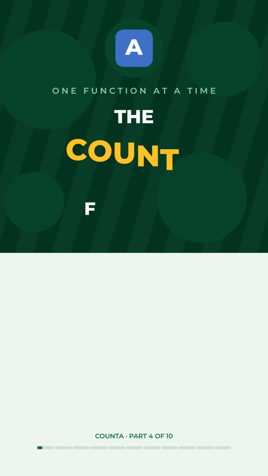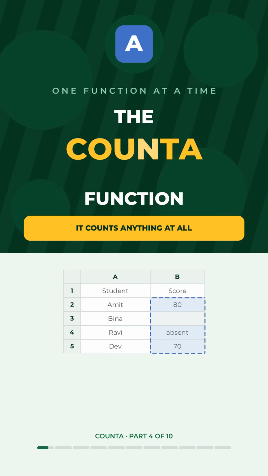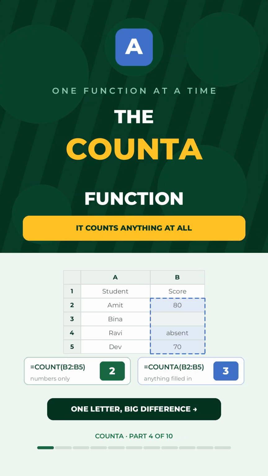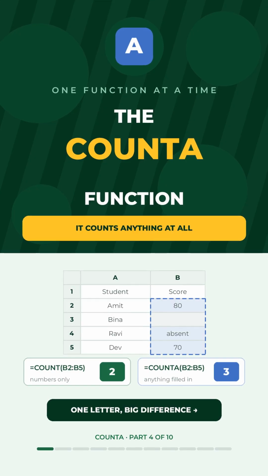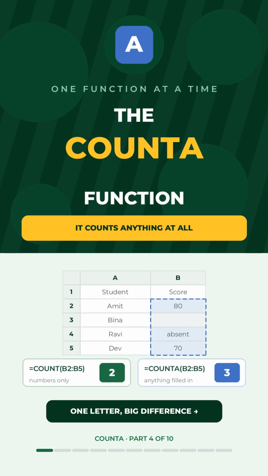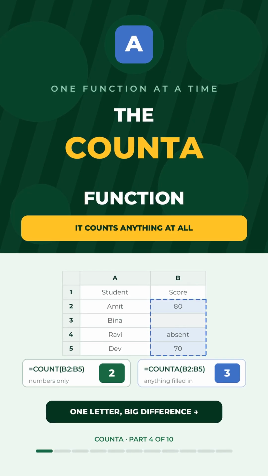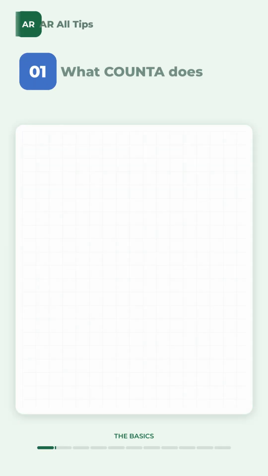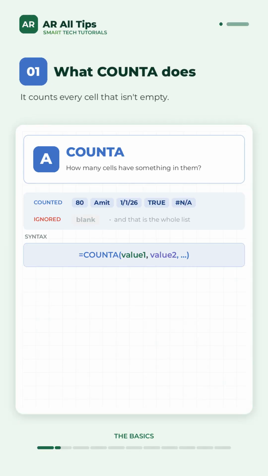Same column, two formulas, two different answers. COUNT says 2. COUNTA says 3. One letter between them, and that letter changes everything. If you've ever pointed COUNT at a list of names and got a 0 back, this is the one you actually wanted. COUNTA counts every cell that isn't empty.